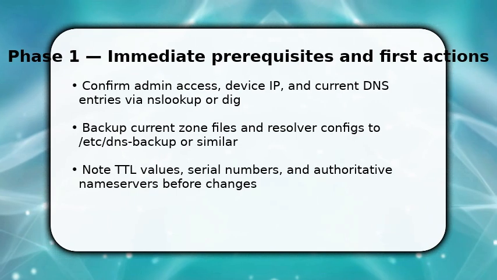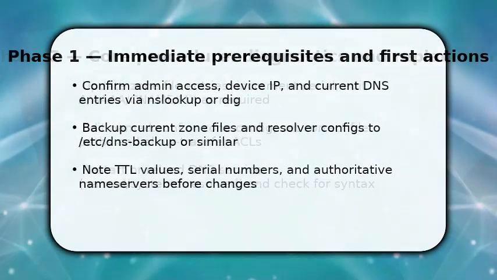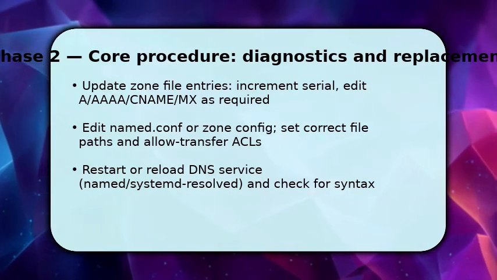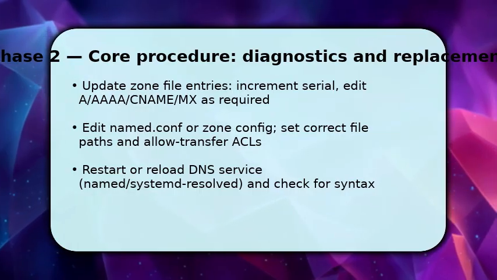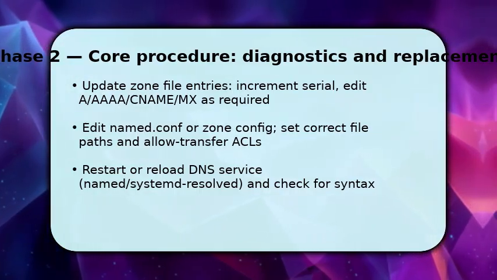You will edit the zone files now. Increment the serial using YYYYMMDDNN format so secondaries accept the update. Change CNAME and MX records as needed and save.